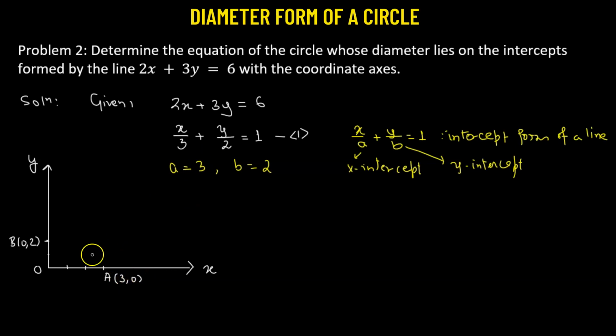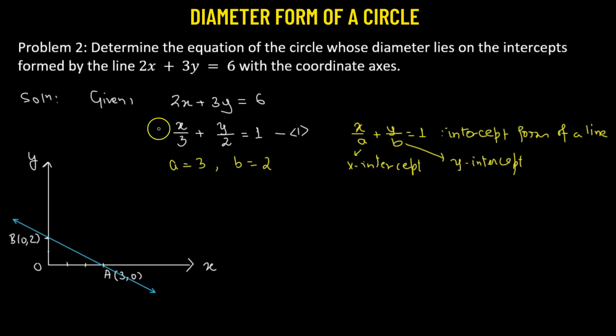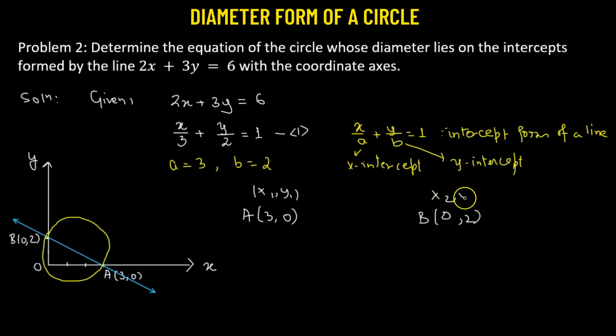Now what we have to do is join the two intercepts to form the straight line. The question is telling us to find the equation of the circle whose diameter lies on the intercept, meaning AB is going to be the diameter of the circle. So we'll have to draw a circle in such a way that the diameter corresponds to AB. So we are provided a circle and the diameter's endpoints are given to us. So the endpoints of the diameter are point A with coordinates 3, 0, which corresponds to, let's say, x1, y1, and point B with the value 0, 2, which corresponds to x2, y2.